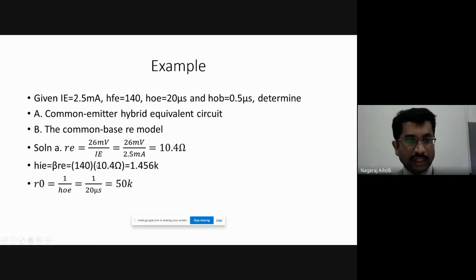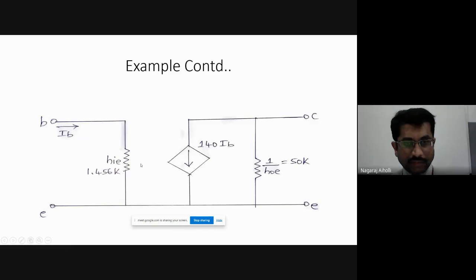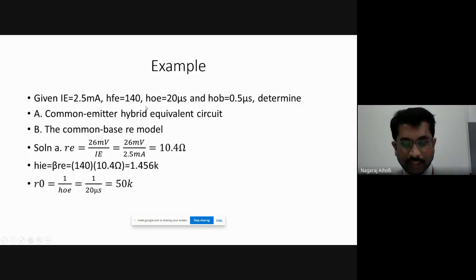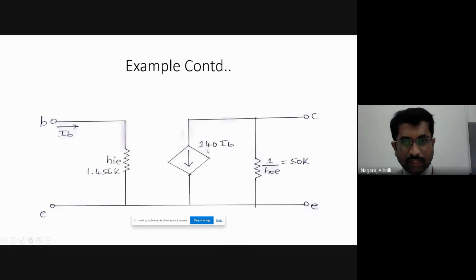Now substitute re in this formula. hie is beta re. It is 140 into 10.4 ohms. That will be 1.456 kilo ohms. We found re, then hie. So what all are required here? Beta IB is nothing but hfe. hfe is 140, that is beta. So write it here, 140 IB.